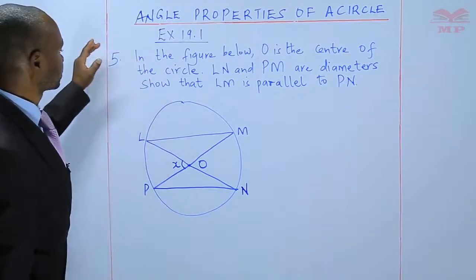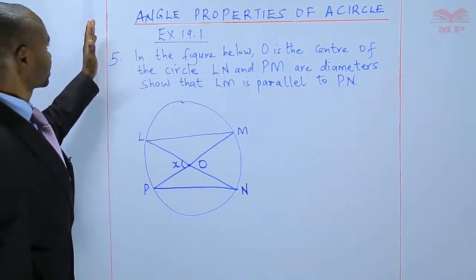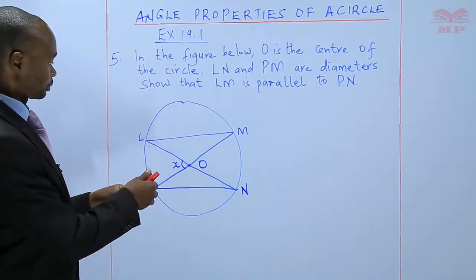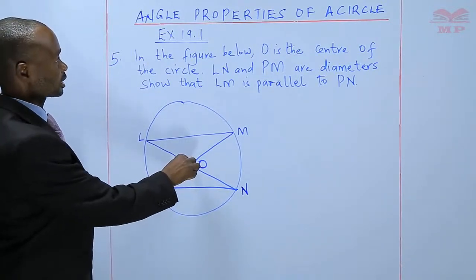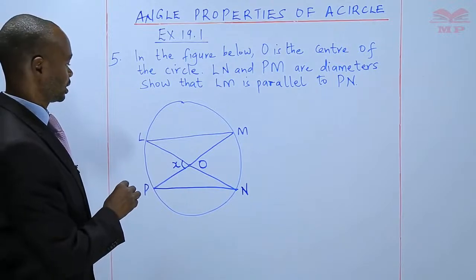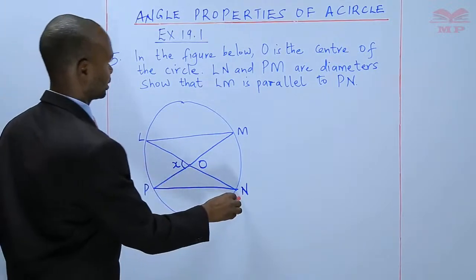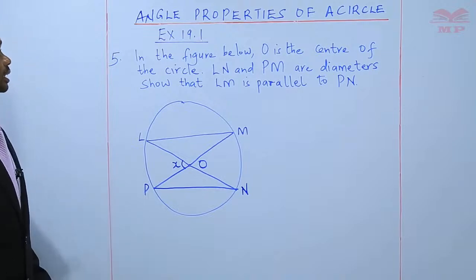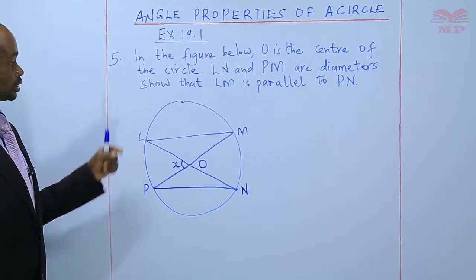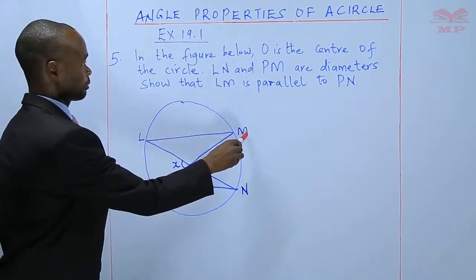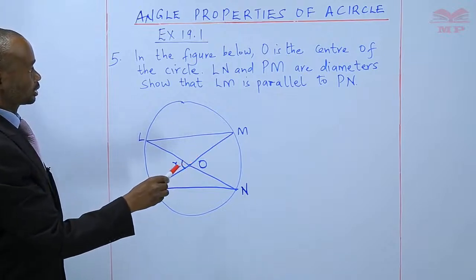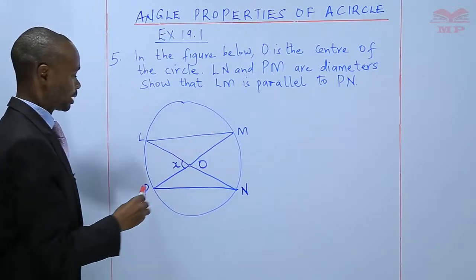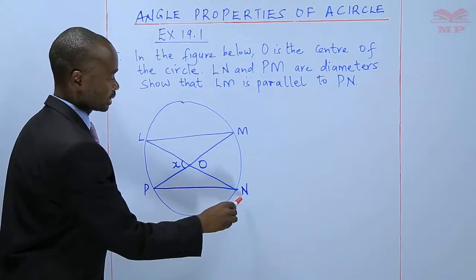The question on the board, I read: in the figure below, O is the center of the circle. LN and PM are the diameters. Show that LM is parallel to PN.